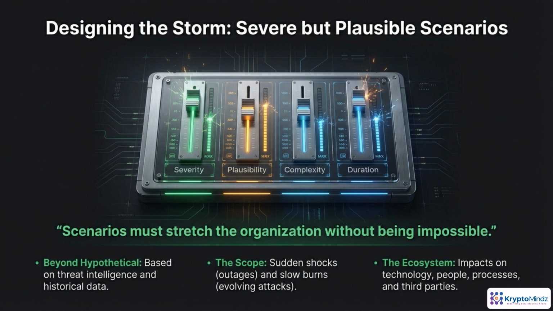When you design resilience tests, you're effectively designing the storm. Under DORA, scenarios should be severe enough to seriously challenge the organization, yet still realistically plausible. You tune 4 dimensions: how bad the incident is, how likely it is, how complex it becomes, and how long it lasts. Strong scenarios are grounded in real threat intelligence, include both sudden outages and slow burn attacks, and consider impacts across people, processes, technology, and key third parties.